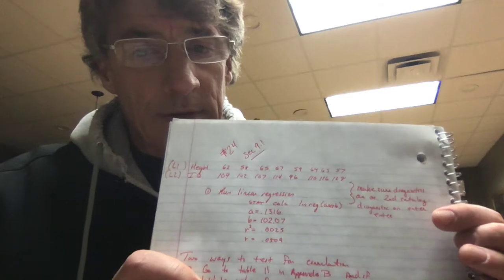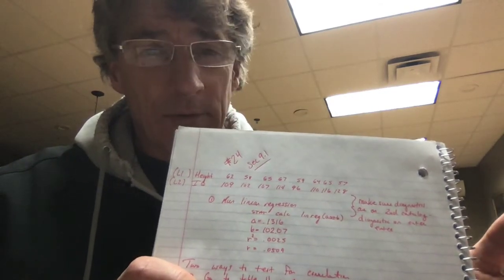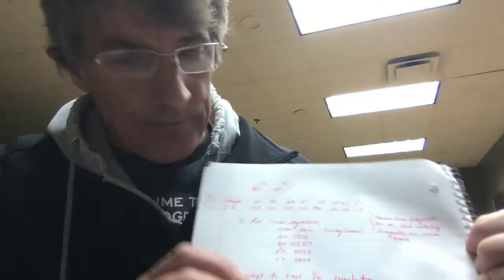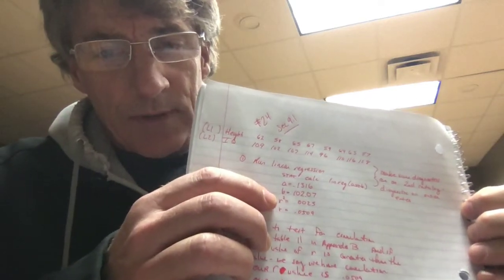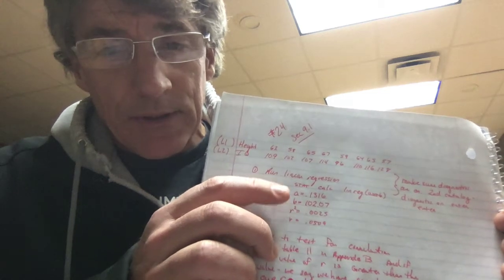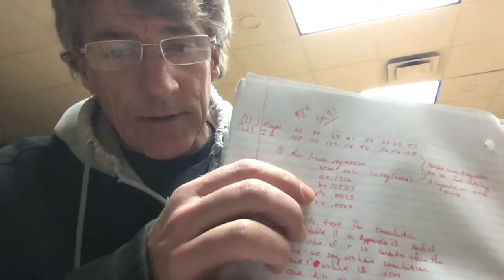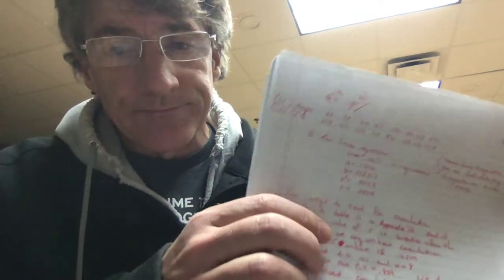Then you're going to hit the stat key, the calculate key, and then look for number 4, which is linear regression ax plus b. When you hit enter twice, it will give you this output. I truncated some of the decimals. a is 0.1316, b is 102.07, your r squared is 0.0025, and your r is 0.0509.